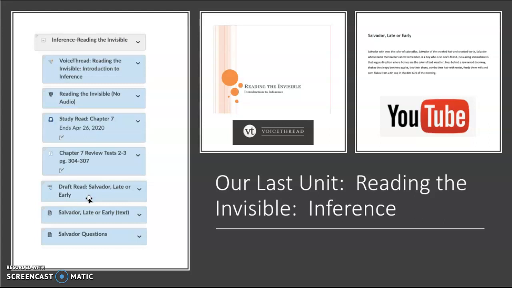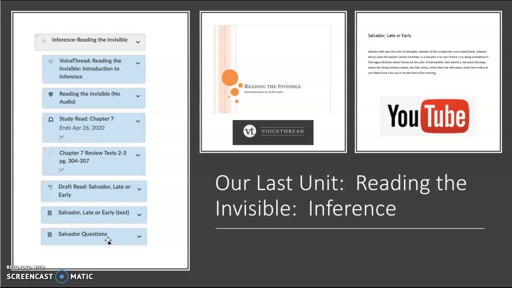You can just print out Salvador Later Early, which is the text, and then there's also questions. So it's like on 3 different pages. So if you have a printer and you want to print, great. If not, just pull them up on your computer and you can either do it in your notebook or you can type on the document. It's just a Word doc.